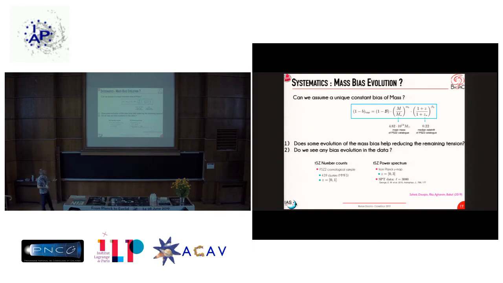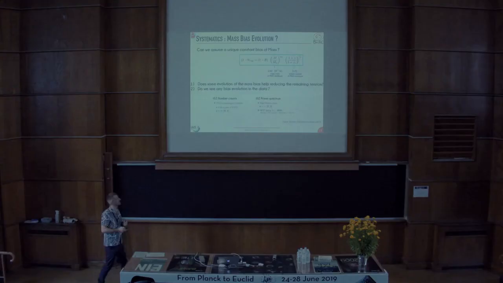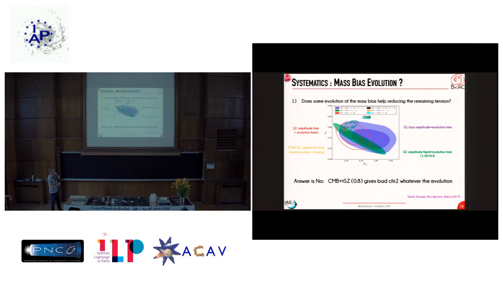Does some evolution of the mass bias help reducing the tension? And do we see actually in the data any hint of bias evolution with redshift or mass? And from now on, when I talk about the data, it is the combination of TSZ spectrum and TSZ number counts, so this should be referred to as just TSZ. So first question, does it help?